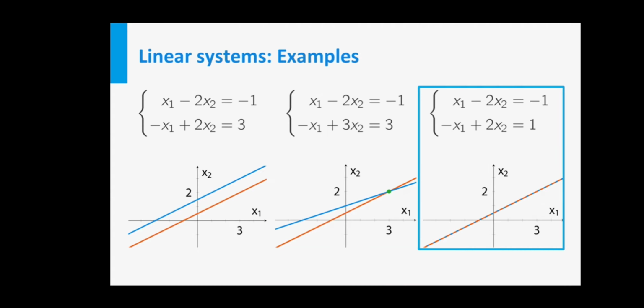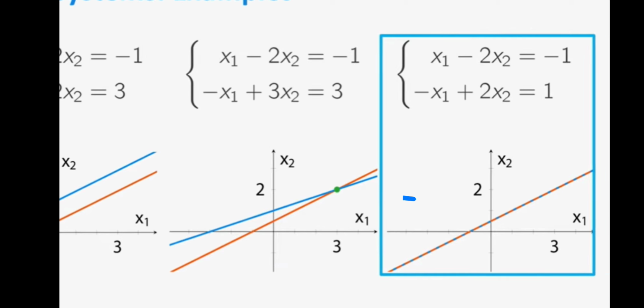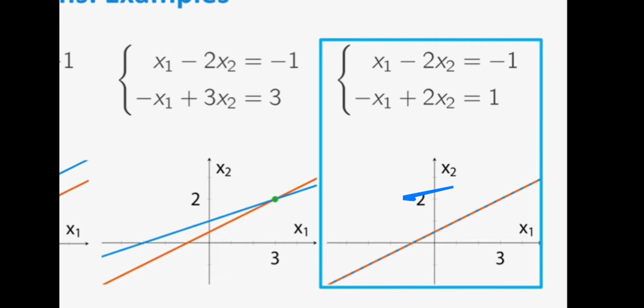And in the same way, for the third case, we plotted the first line and second line, which are the same line. Then you can see there are infinitely many points of intersection for these two equations. What does it mean? If there are infinitely many points of intersection, it means there are infinitely many solutions for this particular linear system. We'll go further.